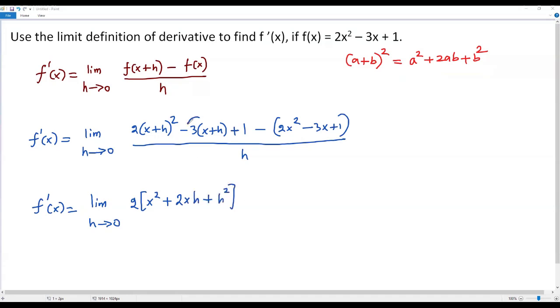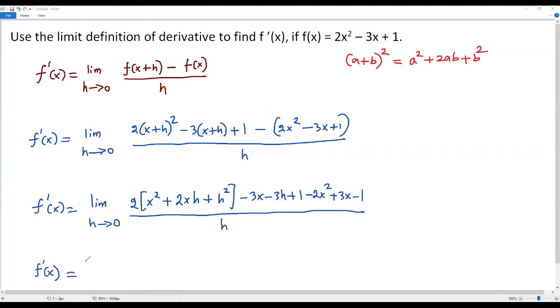And here you can distribute the negative 3 to x and positive h, then I'll be getting negative 3x, negative 3h, positive 1. Now I can distribute this negative sign to this 2x square and negative 3x and positive 1. When I do so, I'll be getting negative 2x square, positive 3x, negative 1. So the complete stuff has to be divided by h. Okay, now we have f prime of x equals limit h tends to 0.